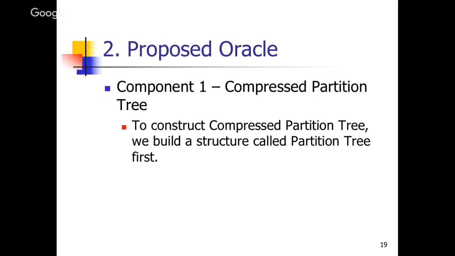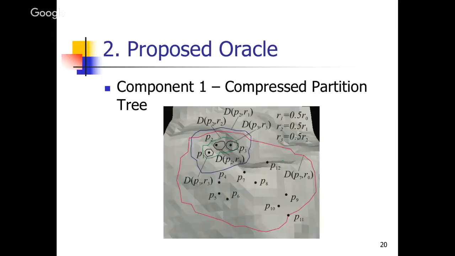And to construct the compressed partition tree, we first build a structure called partition tree. So let me introduce a concept called disk. So in this example, there were 11 POIs on the terrain surface, P1 to P11. And there are 6 disks. So let's first consider the red disk. It centers at P7, and its radius is equal to R0. And R0 is equal to the geodesic distance between P7 and P11, since P11 is on the boundary of the red disk. Okay, and we denote the red disk by D(P7, R0).